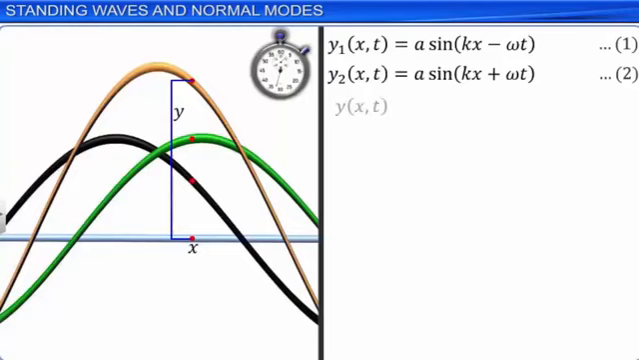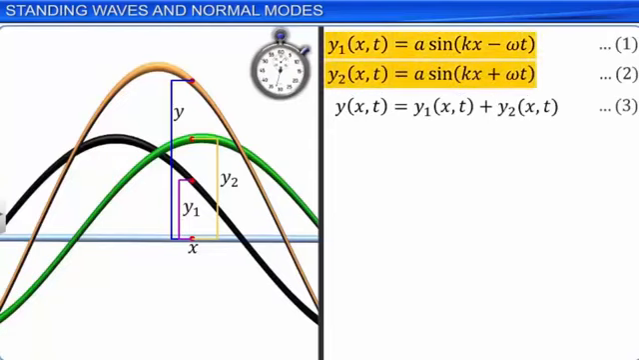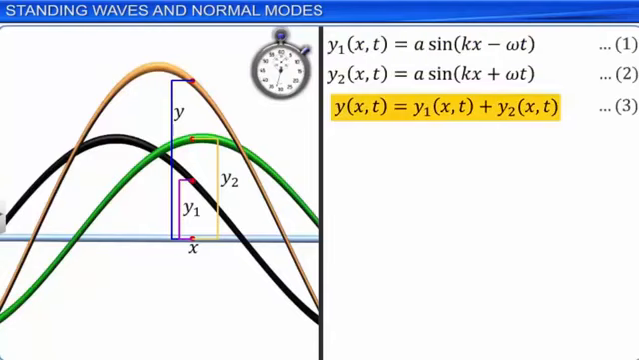On substituting 1 and 2 in equation 3, we get y(x,t) is equal to a sin(kx minus omega t) plus a sin(kx plus omega t). This equation can be written as y(x,t) is equal to 2a sin kx cos omega t. Let this be equation 4.